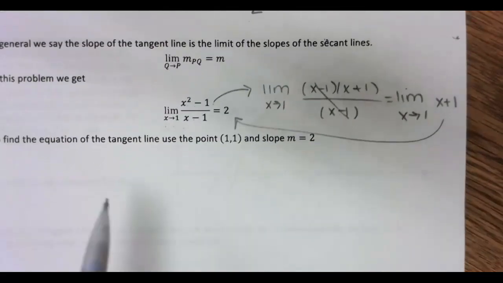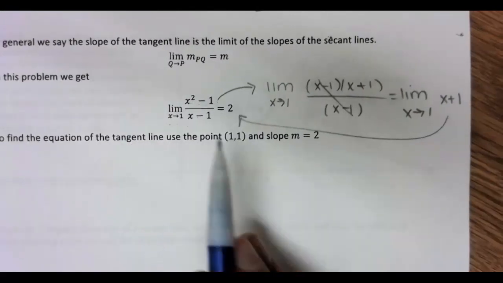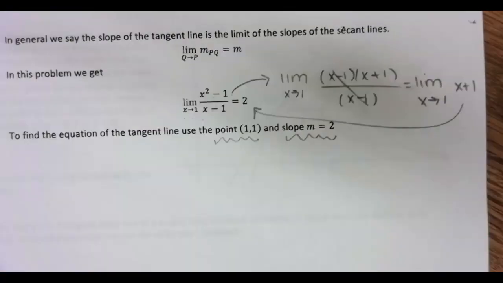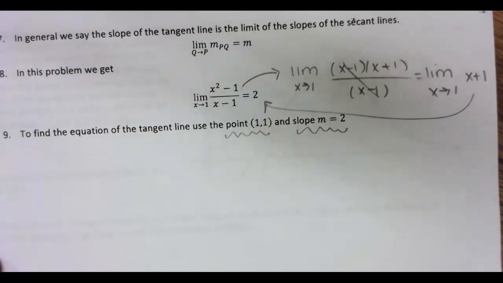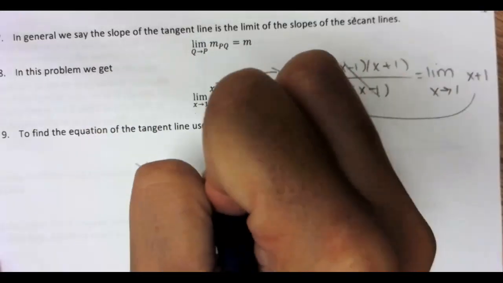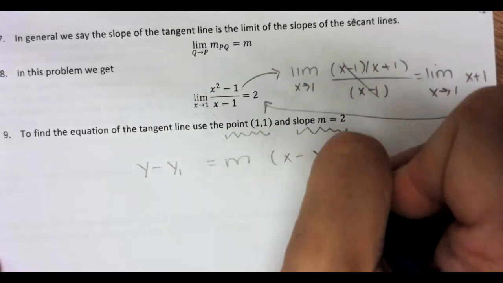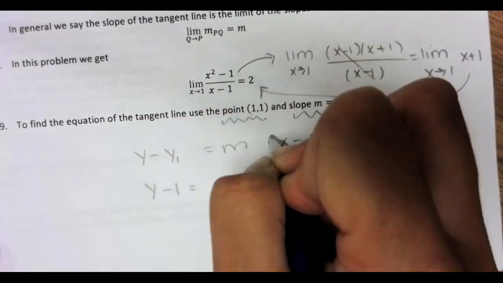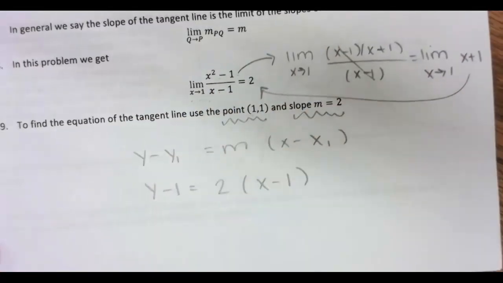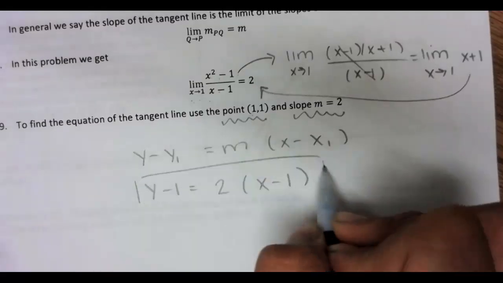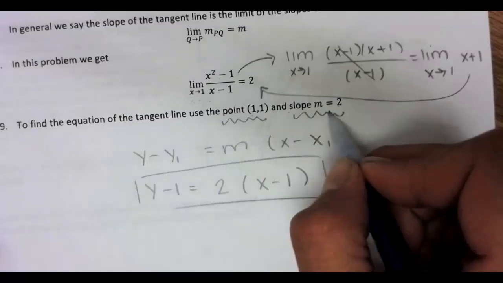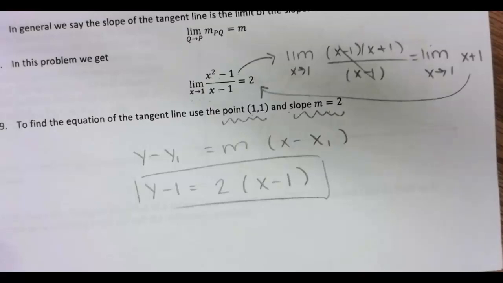To find the equation of a tangent line, we use the given point and our slope. So if you have a point and a slope, what equation from algebra are we going to use? Yep. So you plug into point-slope form. That's my y1. My slope is 2. There's my x1. And this is the equation of the tangent line at the point (1, 1) of y equals x squared.